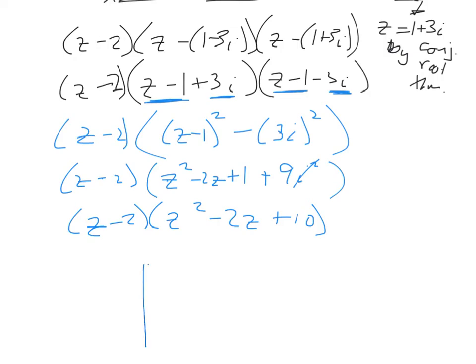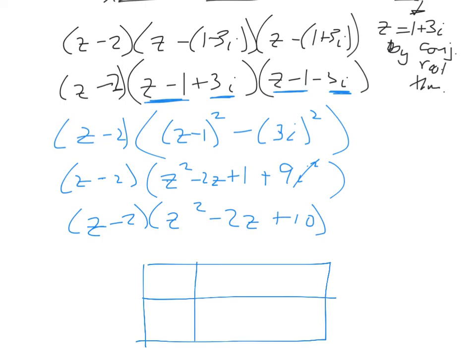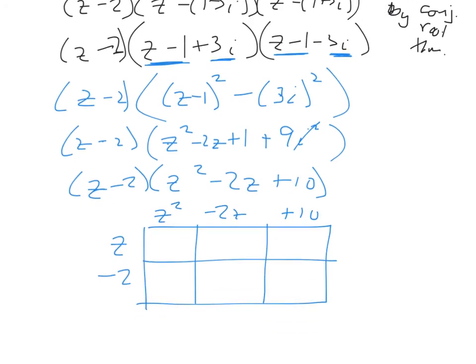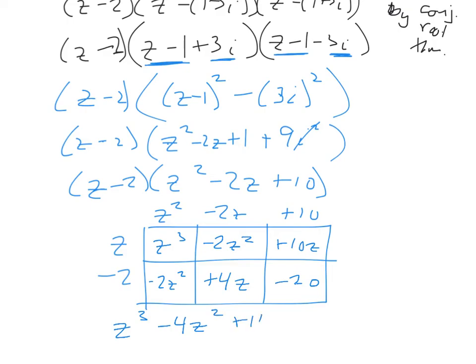So if you want to go about using a box method for this, you might write this out, put z minus 2, z squared minus 2z plus 10. And then let's see here, we'd have z cubed, minus 2z squared, minus 2z squared, positive 4z, positive 10z, and then negative 20. And then as we pull this together, z cubed minus 4z squared plus 14z minus 20. And there it is. This is my cubic polynomial that has those roots that were offered earlier in the problem.